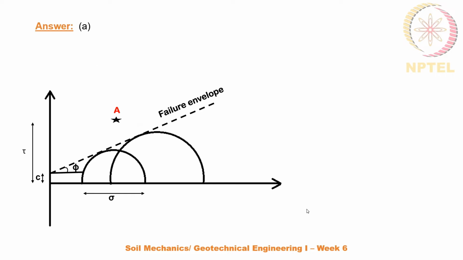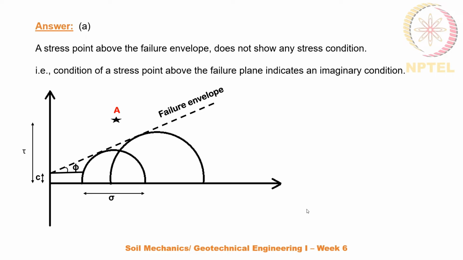So, a point above the Mohr envelope indicates an imaginary condition. That is, a stress point above the failure envelope does not show any stress condition as shown in the figure. A Mohr circle or Mohr diagram is plotted with direct stress or normal stress on the x axis and shear stress on the y axis. C represents the cohesion and phi the angle of shearing resistance. And the failure envelope is drawn tangential to the Mohr circles.